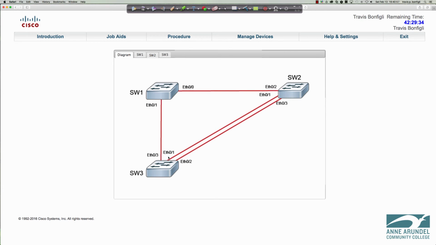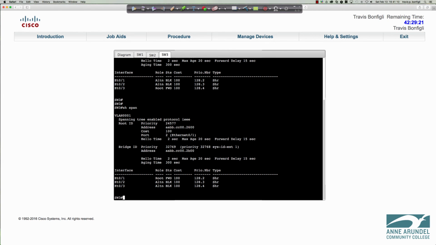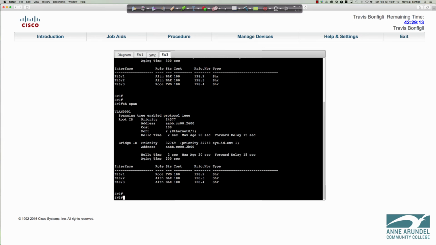So the forwarding port, the root port for switch 3 is Ethernet 01. And so what we're going to do now is change the cost of Ethernet 02. Here the costs are all 100. We're going to change 02 to have a cost of 16 as opposed to 100.